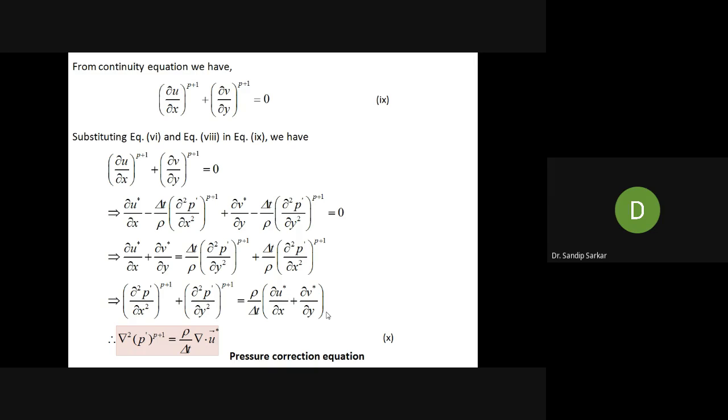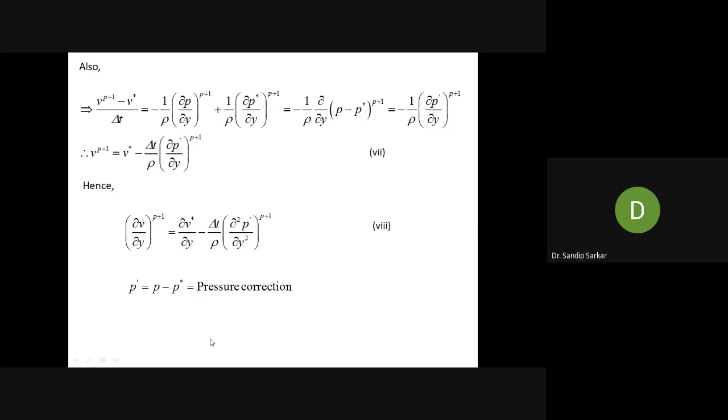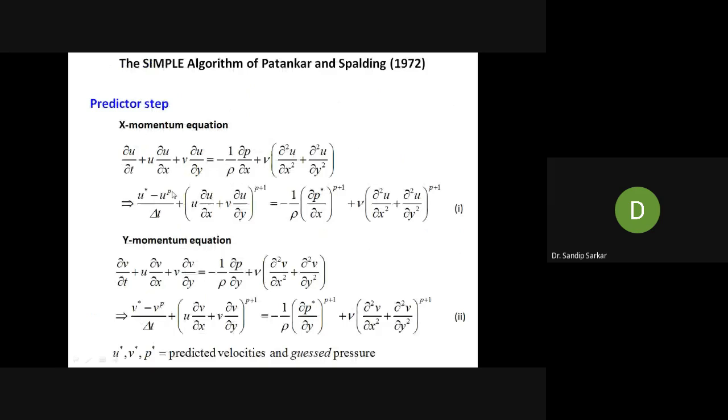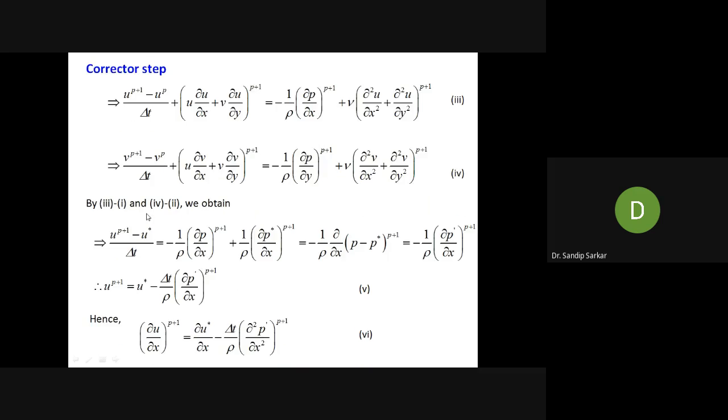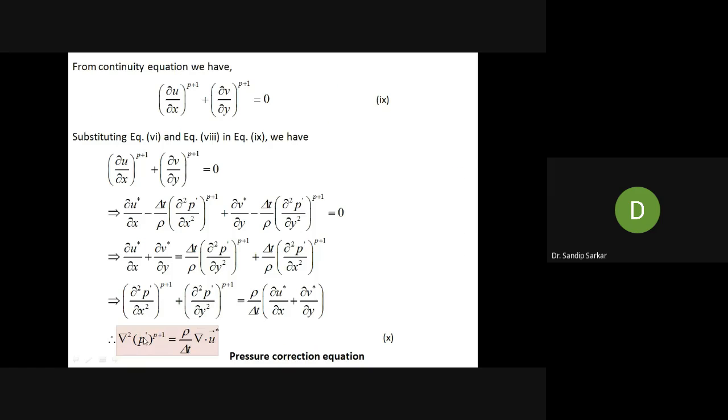So in the SIMPLE algorithm, that means if you can solve this pressure correction equation, because you know the u star, you know u star from equation number 1 and equation number 2 for numerical solutions. Once you know u star, you can solve this pressure correction equation for the pressure correction p prime, because u star is known. Clear?